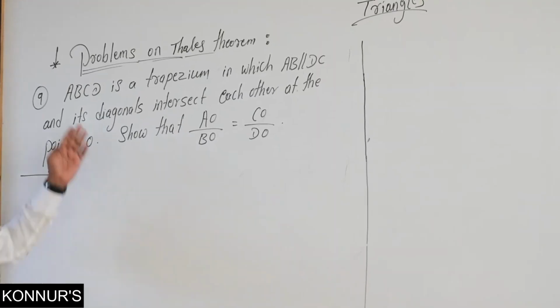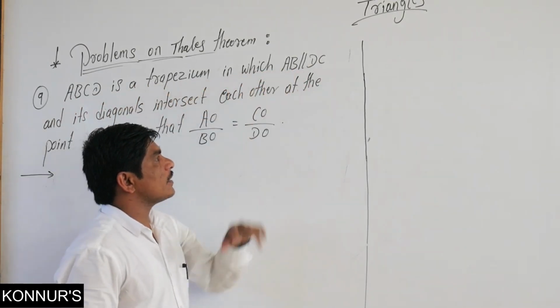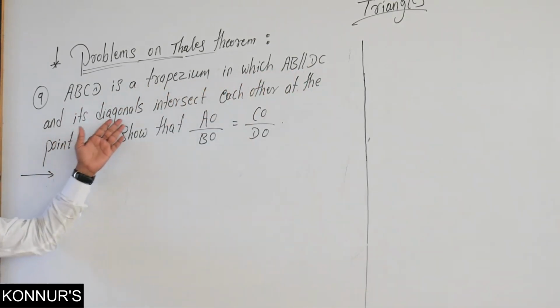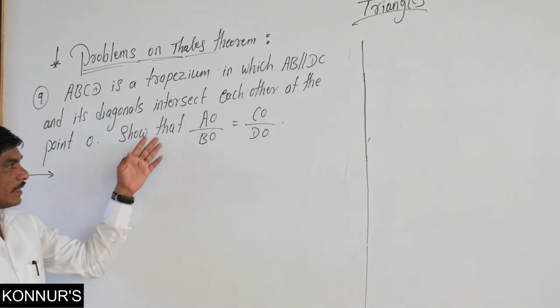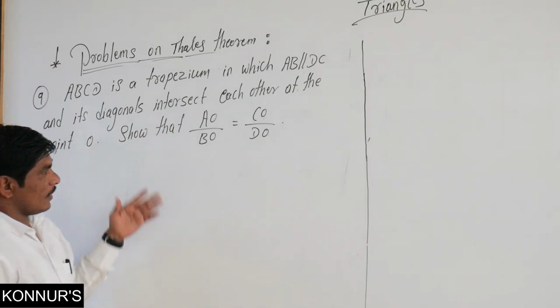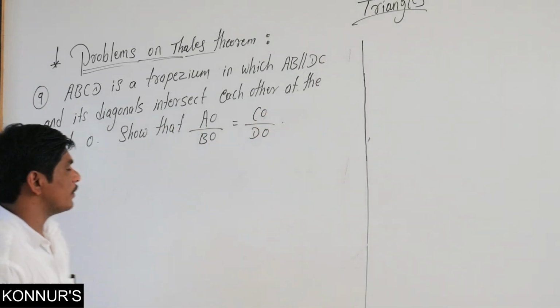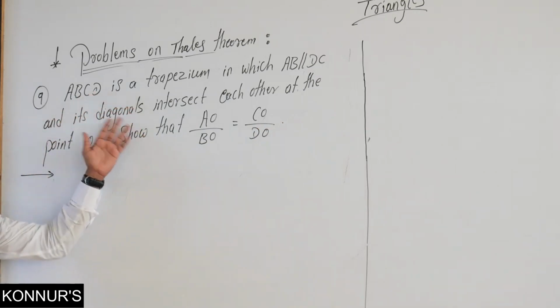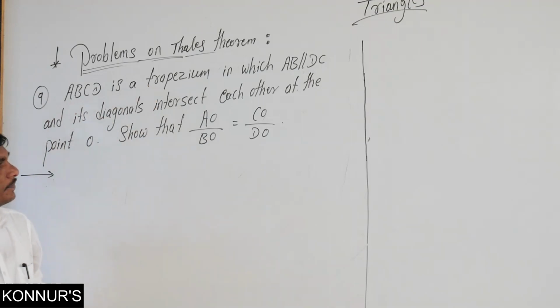Next one, ABCD is a trapezium in which AB is parallel to DC and its diagonals intersect each other at the point O. Show that AO divided by BO is equal to CO divided by DO. Here, according to the given, first we construct the figure. ABCD is a trapezium.